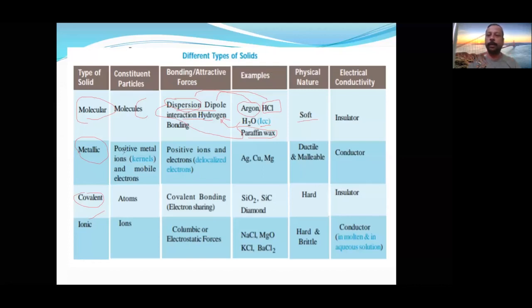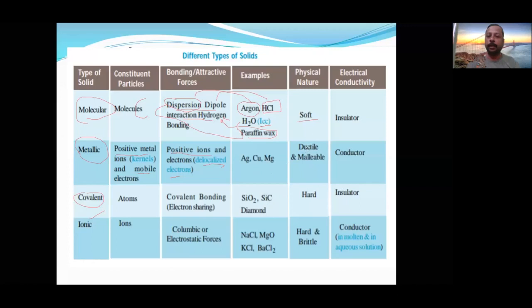Now coming to the metallic. Second type is metallic solids. Metallic solids have positive metal ions with mobile electrons. Mobile electrons are also called a sea of electrons. They contain positive ions and delocalized electrons. These delocalized electrons are responsible for many properties. Examples, I think everybody already knows: copper, zinc, silver.